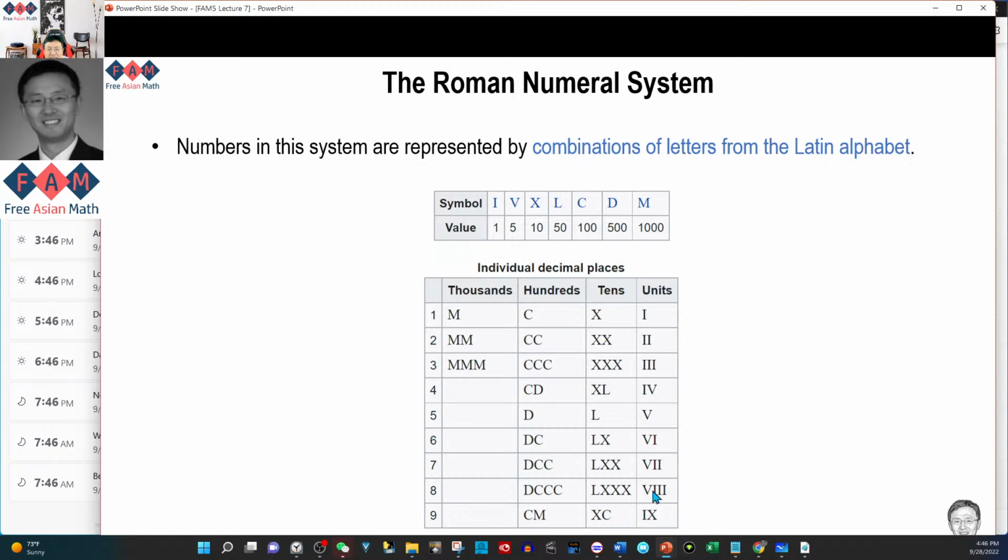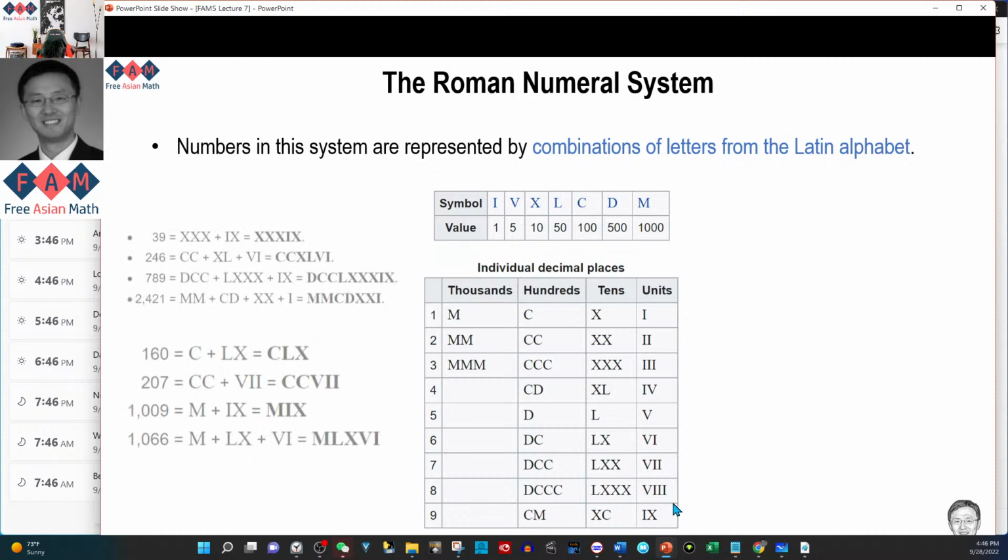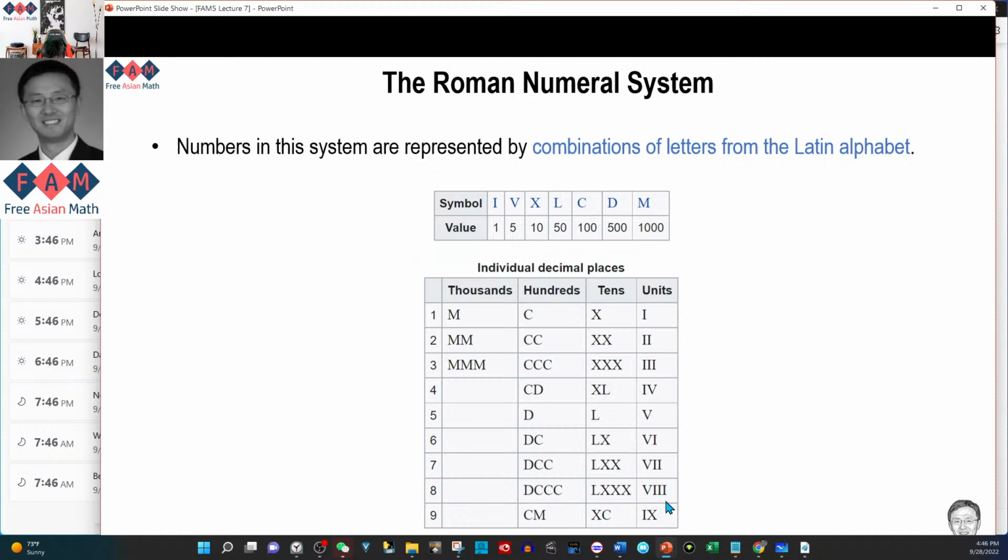like this. Okay? At this point, you probably feel this doesn't sound very smart, but it was smart at that time. 9: because it's now much closer to 10 rather than 5, they decided to write 9 this way, putting 1 on the left of 10.